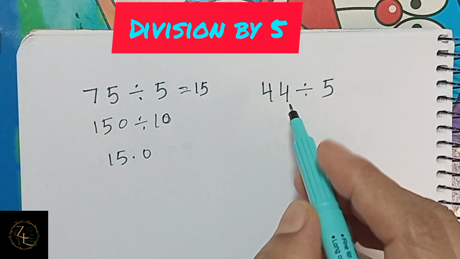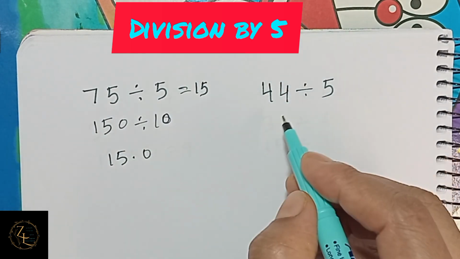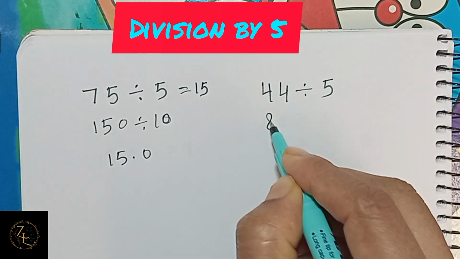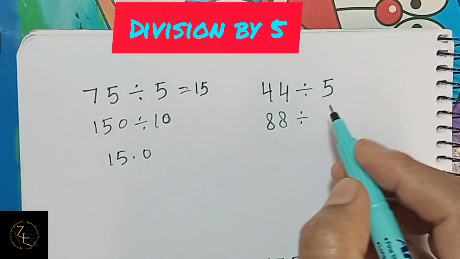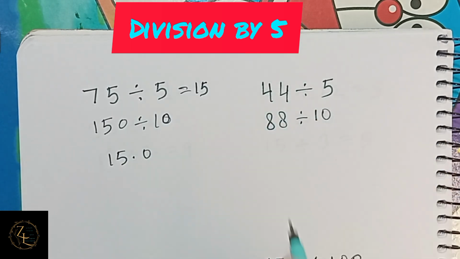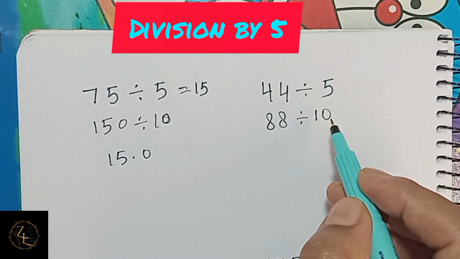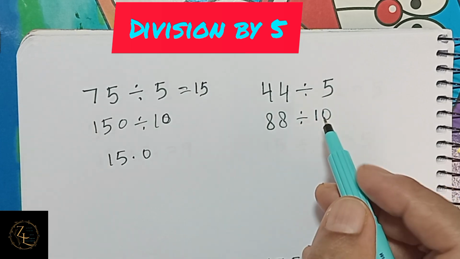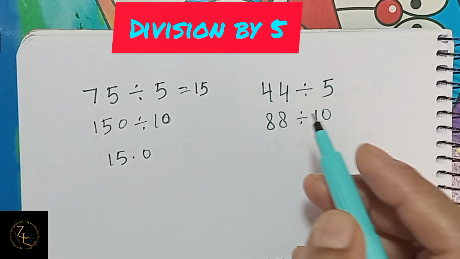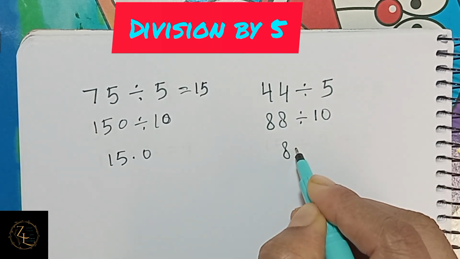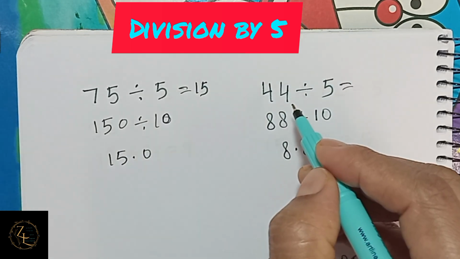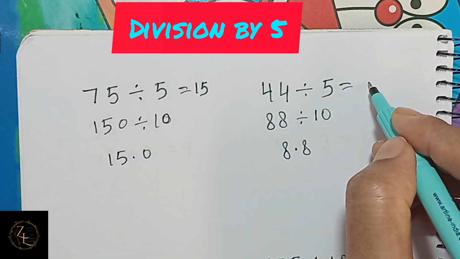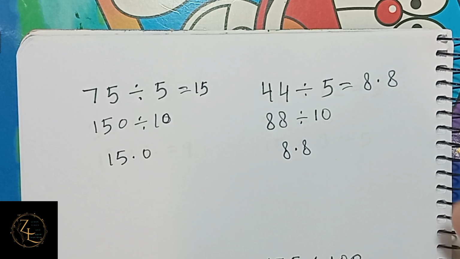In the same way, 44 is divided by 5. Double 44, it will be 88. Double 5, it will be 10. Number of 0 in 10 is 1. So put the decimal point after one number from right side. 8.8. 44 divided by 5 is equal to 8.8.